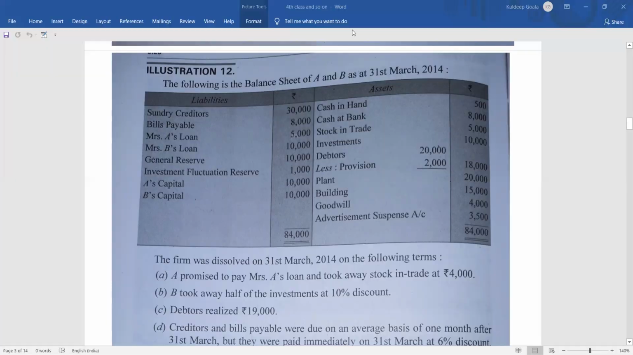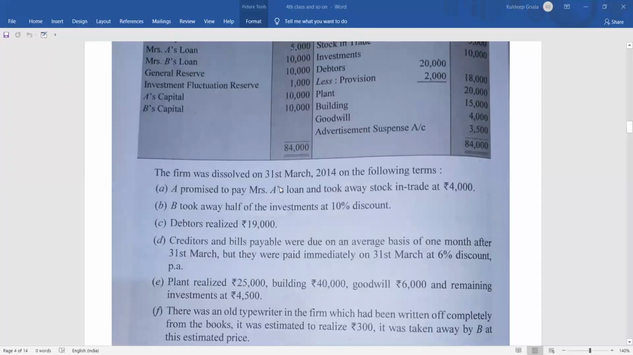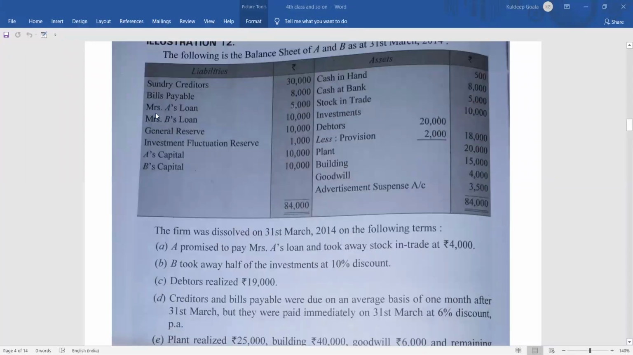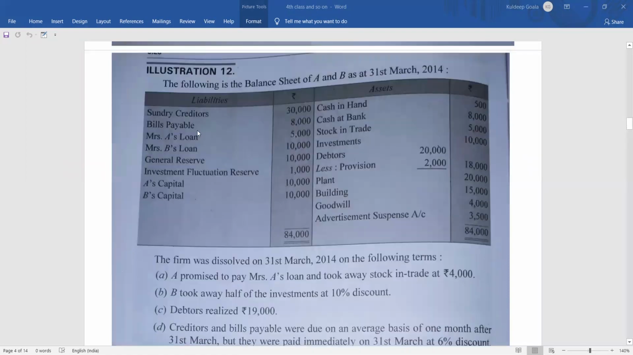Okay, they are taken as outsiders. So for this, be very careful. Okay, sundry creditors are there 30,000, bills payable 8,000, Mrs. A's loan, Mrs. B's loan. So Mrs. A and Mrs. B are not a part of the partnership. Mrs. A and Mrs. B both are not the partners. They are the spouses of A and B. So they will be taken as outsiders, not a part of the business. So their loan also will be treated in the same way as we treat an outsider's loan, not a partner's loan.